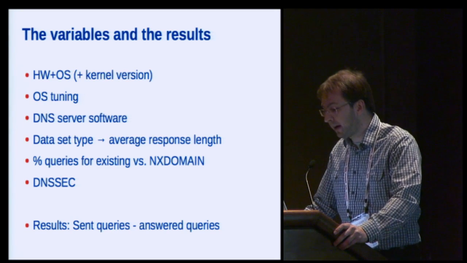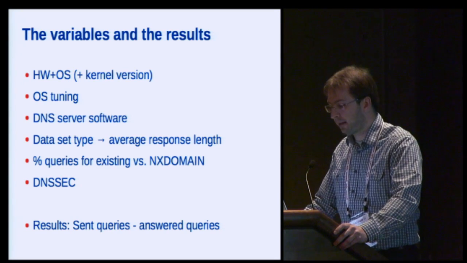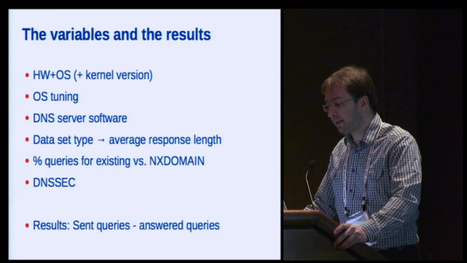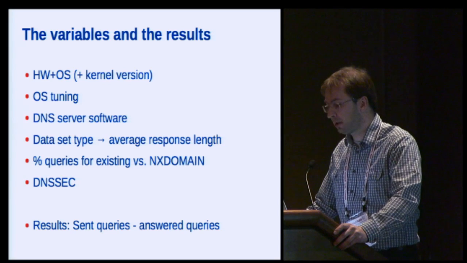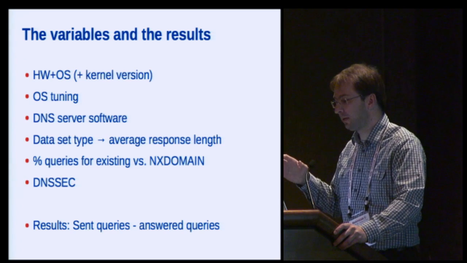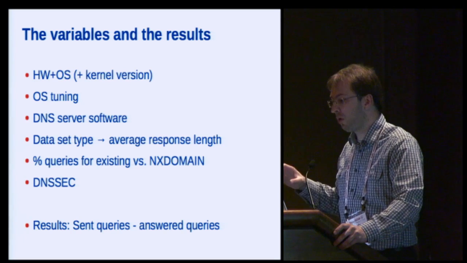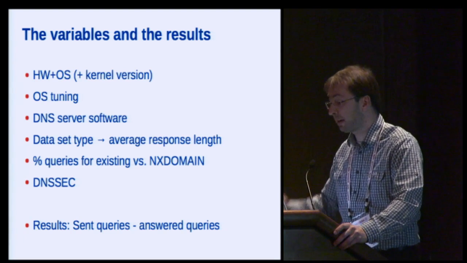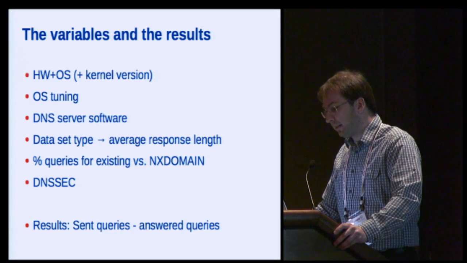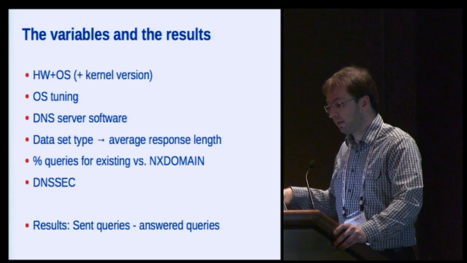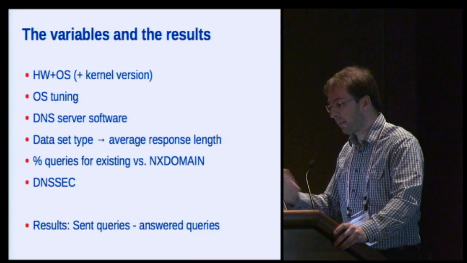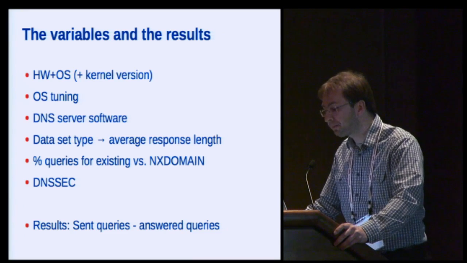And the idea is that each dataset type should represent some type of DNS usage, like root zone or ccTLD, or hosting of a huge number of small zones, like what hosting providers usually do. And of course, we have non-DNSSEC versions of those zones and DNSSEC versions of those zones, which means that we can measure differences among them.